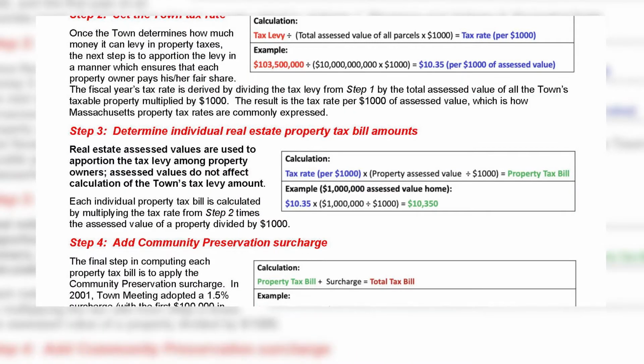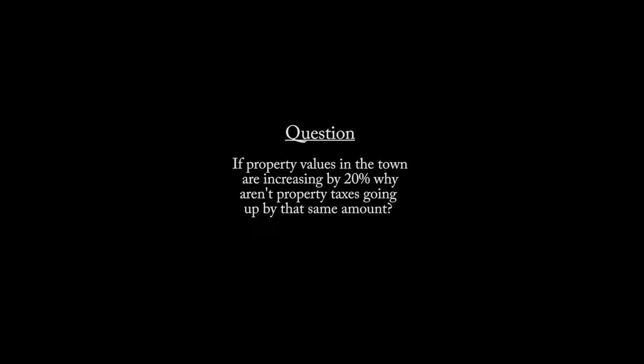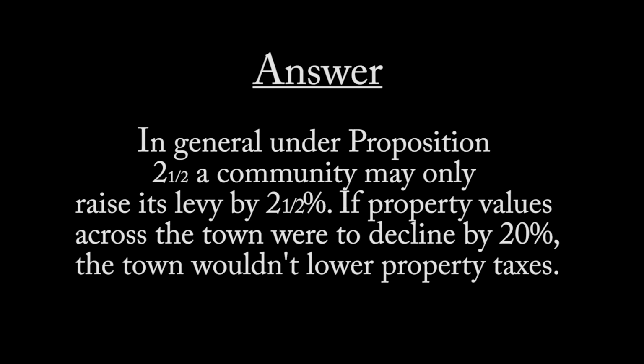Real estate assessed values are used to apportion the tax levy among property owners. They do not affect the calculation of the town's total tax levy amount. The town often gets questions such as, if property values in the town are increasing by, say, 20%, why aren't property taxes going up by that same amount? The answer is that in general, under Proposition 2.5, a community may only raise its levy by 2.5%. If property values across the town, for example, were to decline by 20%, the town wouldn't lower property taxes.